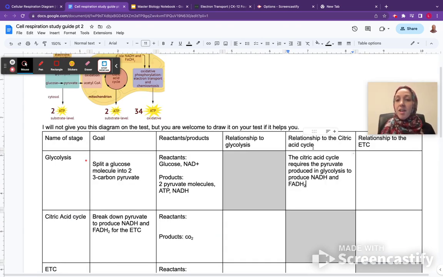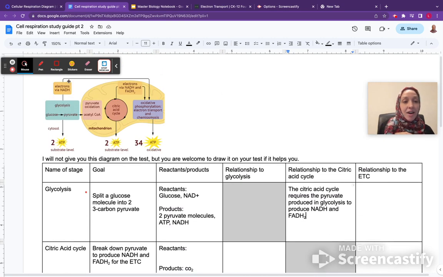I wrote it here. What is the relationship between glycolysis and the citric acid cycle? The citric acid cycle requires the pyruvate produced in glycolysis to produce the NADH and FADH2 for the electron transport chain, which is here in our goal. What is the relationship between glycolysis and the electron transport chain? What is glycolysis giving our electron transport chain? NADH. Excellent. Glycolysis is providing the electron transport chain with NADH.